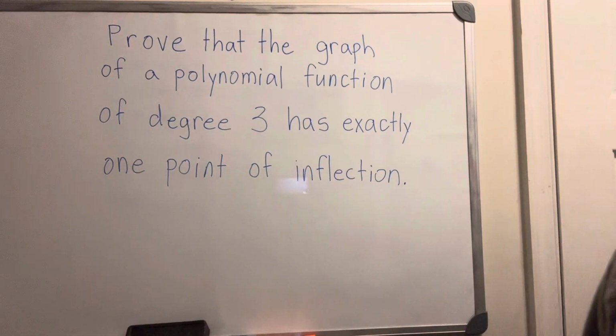This problem says prove that the graph of a polynomial function of degree 3 has exactly one point of inflection. So what is given is that it's a polynomial function and that it's of degree 3, and what is to be proven is that it has exactly one point of inflection. So you have to know what it means, the term point of inflection.